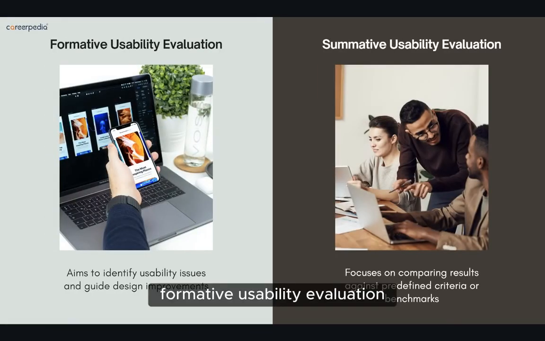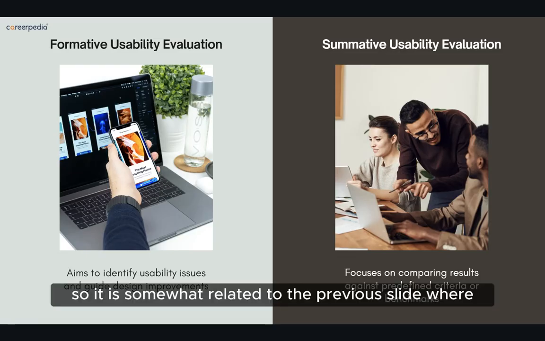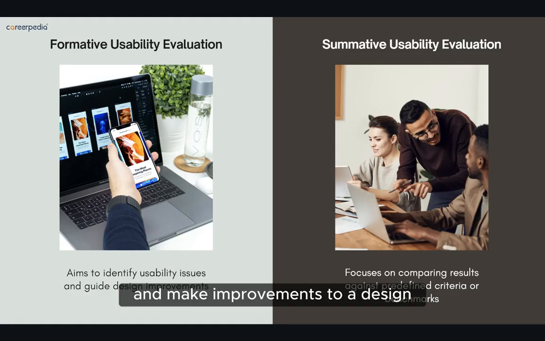Formative usability evaluation aims to identify usability issues and guide design improvements. So it is somewhat related to the previous slide where we identify the usability issues and also make changes, refine things and make improvements to our design.